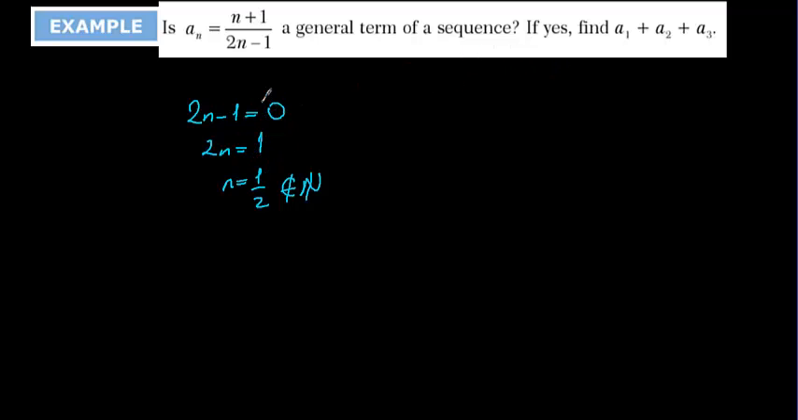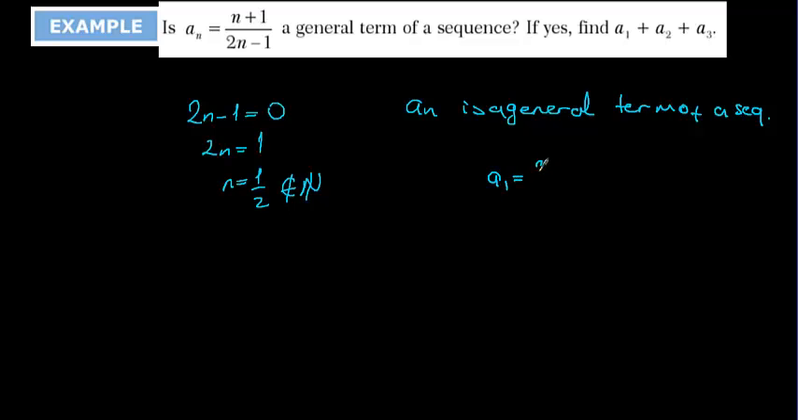So the value that makes the denominator undefined is 1 over 2, and 1 over 2 you also cannot give, because 1 over 2 is not an element of the natural numbers. That's why a_n is a general term of a sequence. Then if it is a general term, it says to find a1.